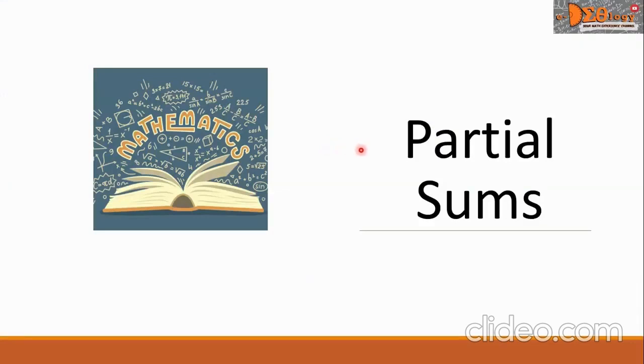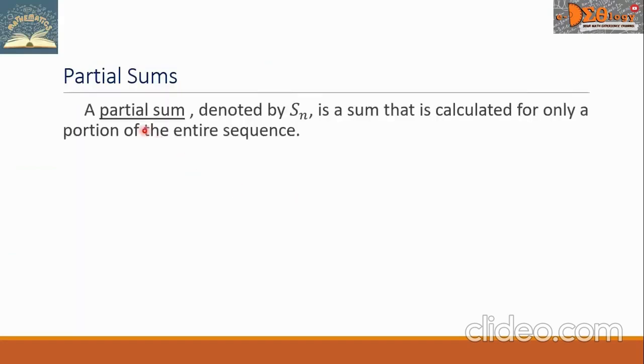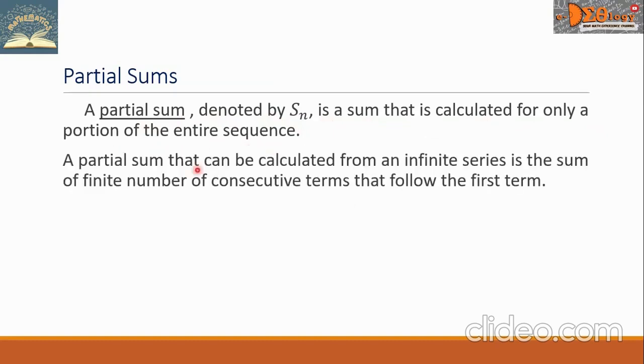Today, we're going to study partial sums. A partial sum, denoted by S sub n, is a sum that is calculated for only a portion of the entire sequence. A partial sum that can be calculated from an infinite series is the sum of a finite number of consecutive terms that follow the first term.